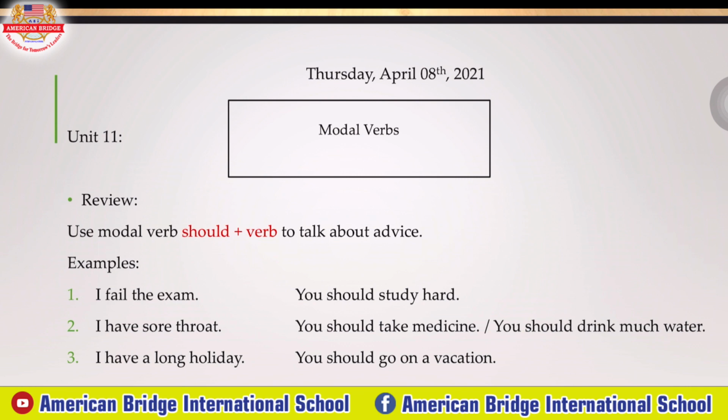3, I have a long holiday. So if you have a long holiday, you probably need to have a vacation. So that's why you should go on a vacation, right? Okay everyone, these 3 sentences are talking about advice. So again, when you want to give advice to someone, you can use the word should plus verb. It is about giving advice.